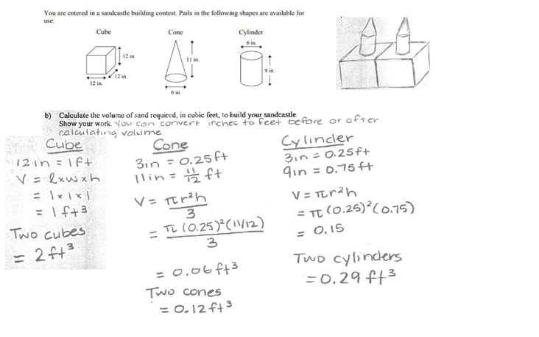So now I have each piece individually. I have the cubes, the cones, the cylinders, and I just need to add them all up together.